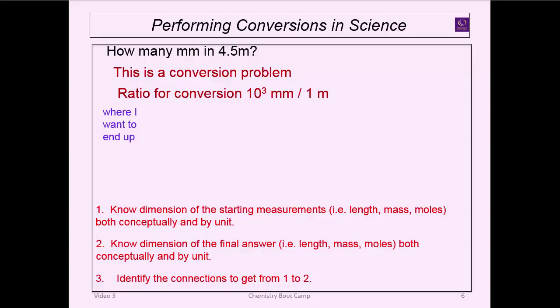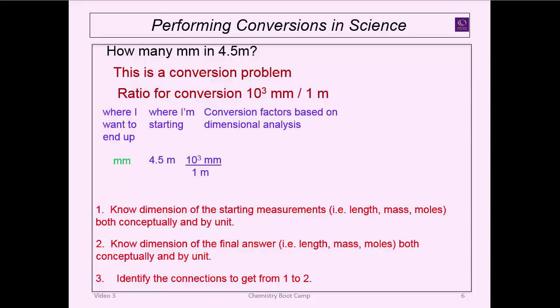So when I set these problems up, what I like to do is start with where I want to end up. I might even make a note to myself. Okay, I want to end up in millimeters. Then I put in where I'm starting. What is it that I'm given? 4.5 meters. And now I just put in my conversion factor. And these are based on dimensional analysis. And I'll explain what I mean when I say dimensional analysis. If I put in this conversion factor in the correct way, the dimensions should cancel. And when that happens, I can simply walk over and do the calculation. 4.5 times 10 to the third millimeters. There's my answer.